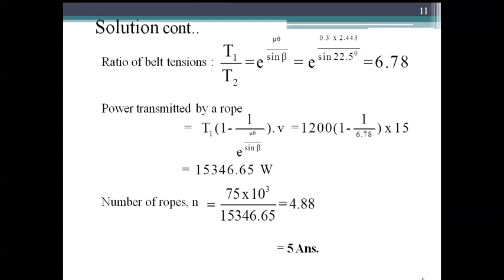So here what we did is, the power transmitted by the total drive is given. We need to find the power transmitted by single rope. Number of ropes equal to total power divided by power transmitted by single rope. We got the number of ropes, that is 5, as the answer for the question.